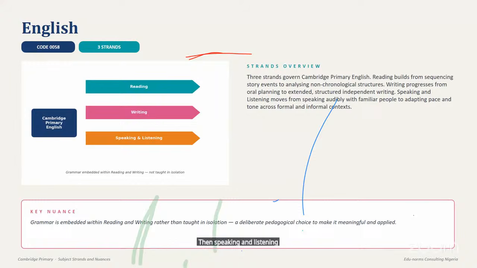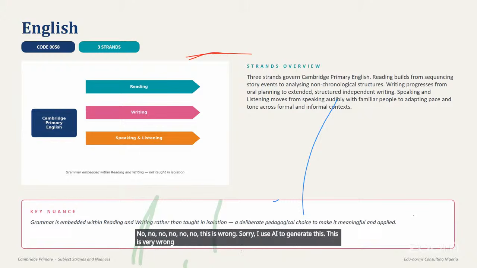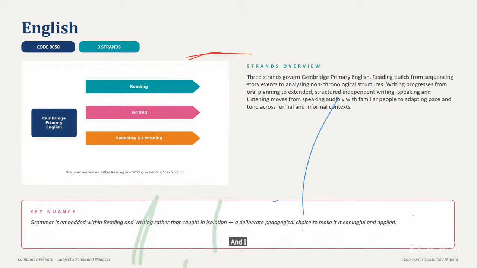No, no, no. This is wrong. Sorry, I used AI to generate this. This is very wrong. That's why I didn't go through it. I'm sorry. For English, I have to do it again.